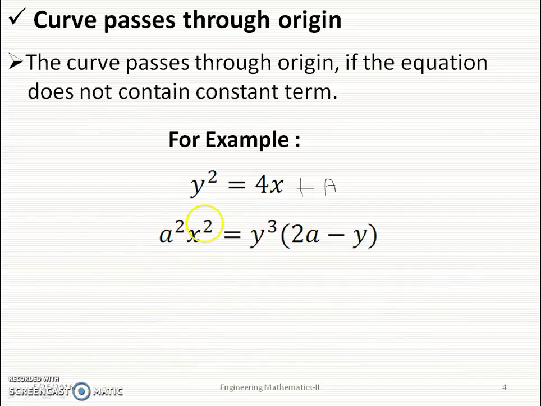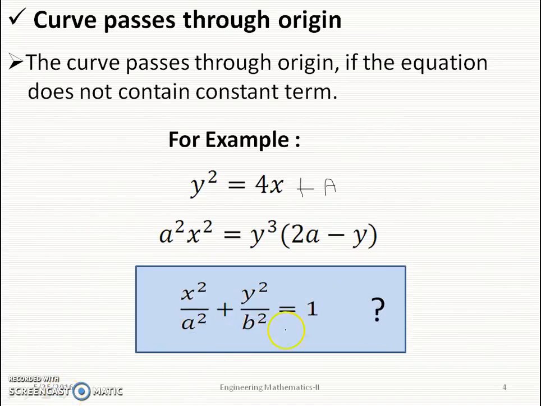In the second example, put x is equal to 0, so this whole side is 0. In the second side of this equation, put y is equal to 0, so the whole right hand side becomes 0, therefore 0 is equal to 0, so both sides are balanced, therefore we say that this curve passes through origin. So what is your opinion about this curve?